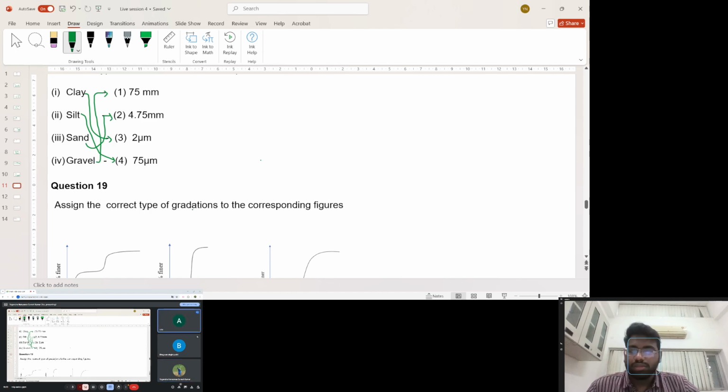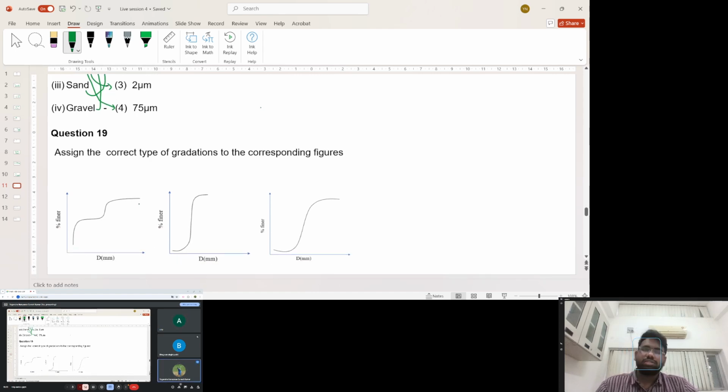Coming to the next question. Assign the correct type of gradation to the corresponding figures. The three figures show a typical schematic of particle size distribution curves. Based on the given figures, how will you classify the gradation of the soil corresponding to each figure? What about the first figure?